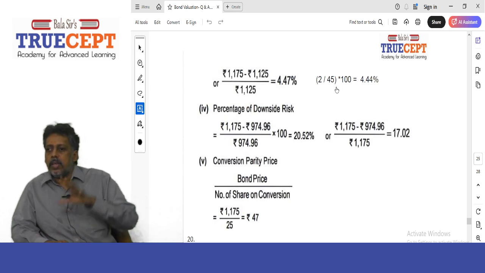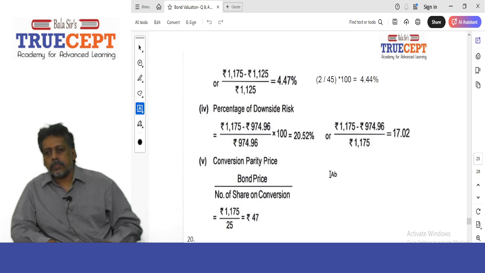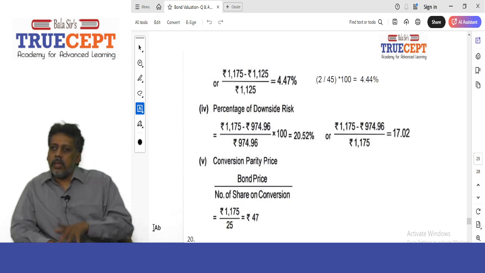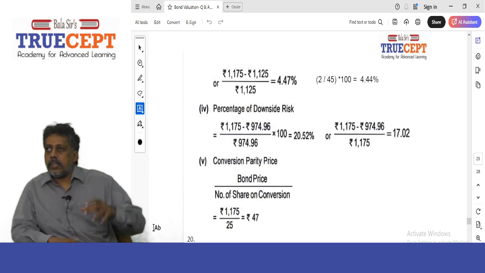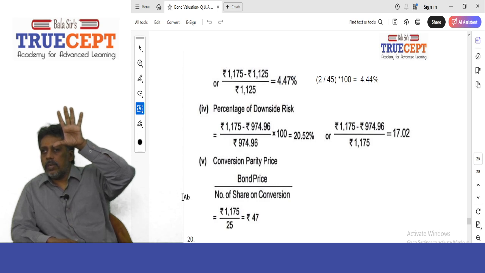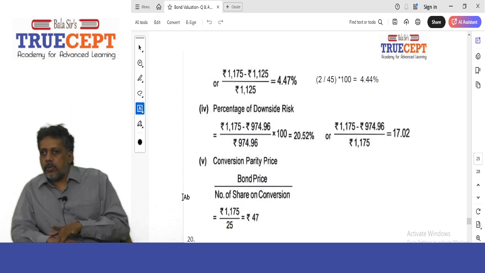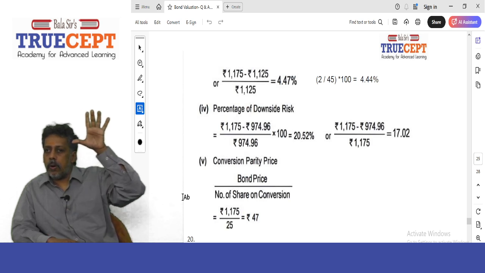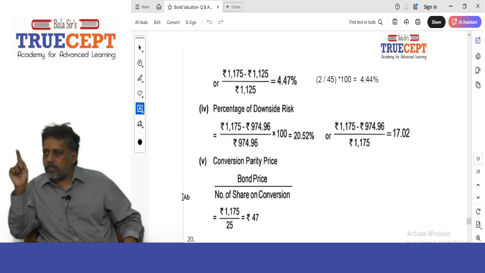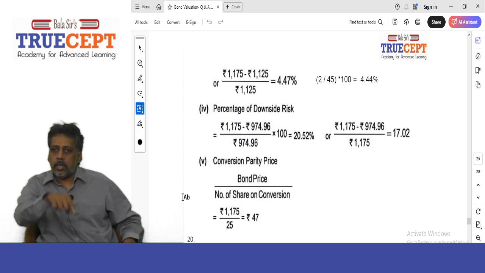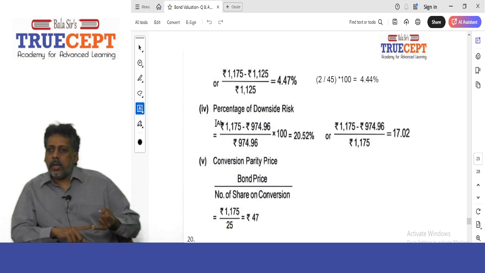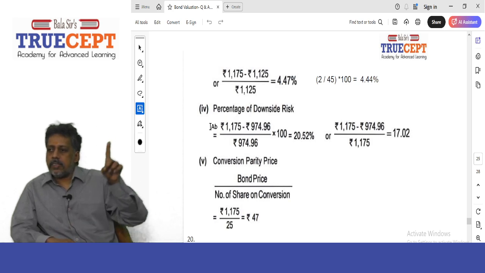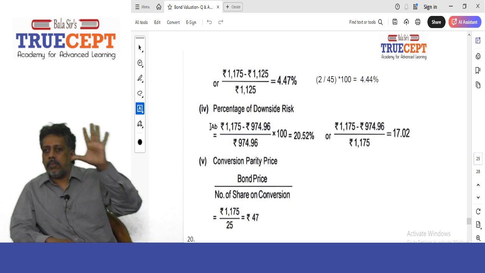And the next question, find the percentage of downside risk. Very simple. Either you can take 1175, which is the price of the bond now, divided by the straight value 974.96, minus 1, into 100. Or what are you going to do? 1175 minus 974.96 upon 974.96 into 100. How much do you get?